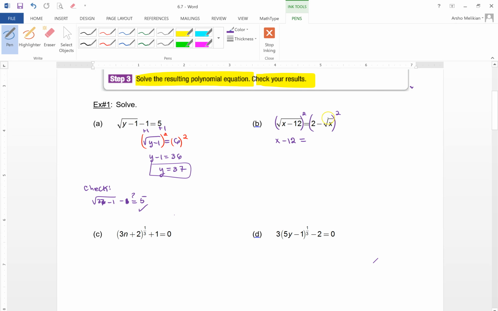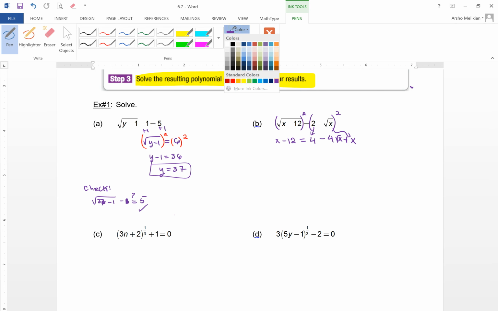Okay, so we square this one, right? I'm going to square the first one and I'm going to get a 4. Square the last one and I'm going to get an x. What do I get in the middle? Minus 4... oh, 4 plus x. Okay? Yes. We're going to isolate the radical one more time. So I'm going to subtract 4 and subtract x. Luckily here the x's go away.